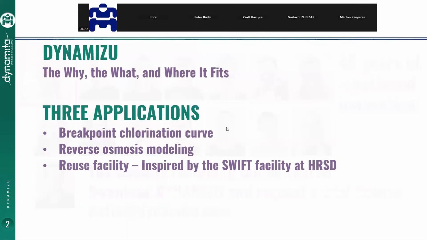All right. So what are we going to talk about today? We are going to look at DYNAMIZU. So why we are developing DYNAMIZU, what DYNAMIZU is, and where it fits. And we are going to look at 3 different applications of DYNAMIZU. One is the breakpoint chlorination curve, which is very fundamental for looking at disinfection. The other is the reverse osmosis modeling application. And finally, we'll look at an example of a reuse facility which is inspired from the Swift facility at Hampton Roads Sanitary District.